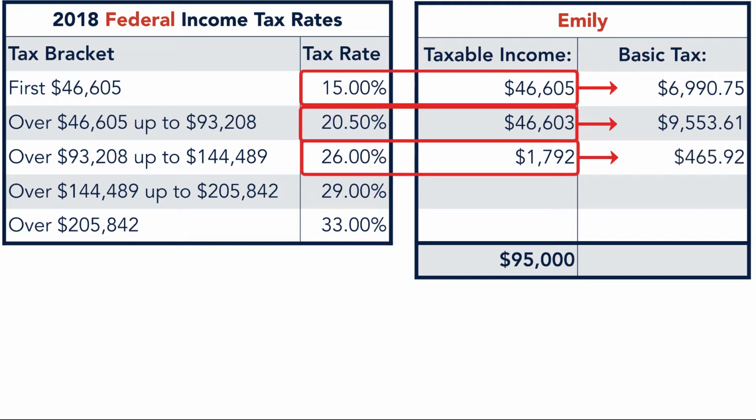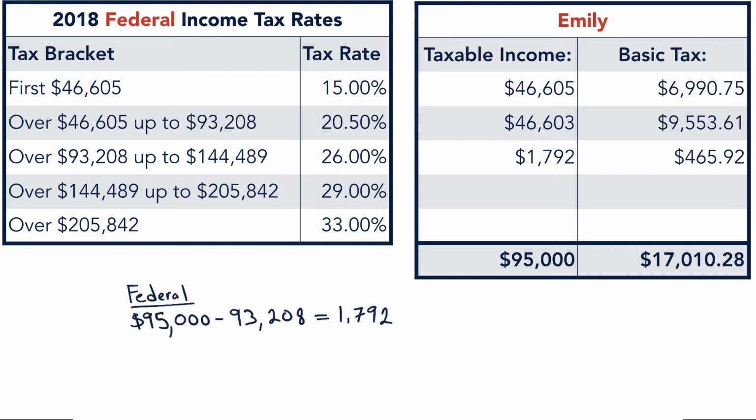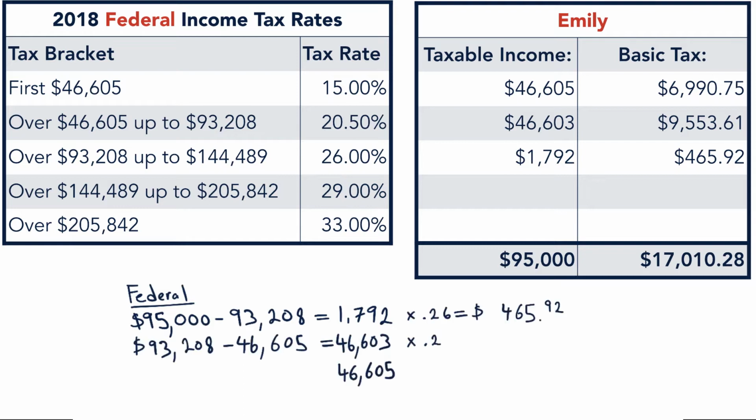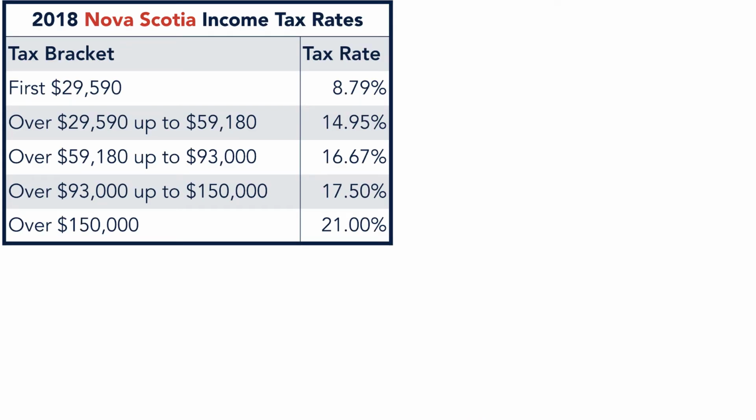So Emily's basic federal tax payable is $17,010.28. Now, to work this out by hand, I did it in reverse order. Emily's taxable income takes her into the 3rd tax bracket, so I started with $95,000 and subtracted $93,208 to determine how much of her income is taxed at 26%, and I did the same for the lower tax brackets. I get the same figure, $17,010.28.